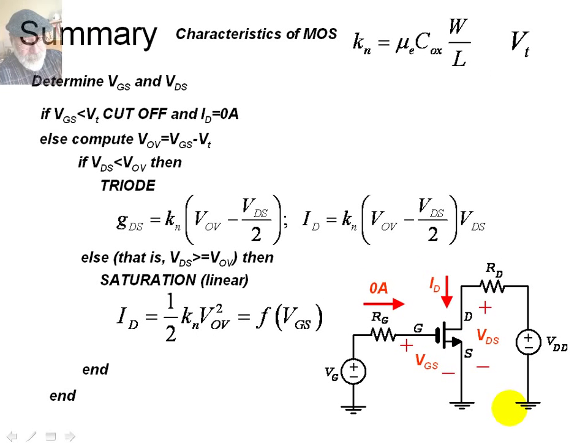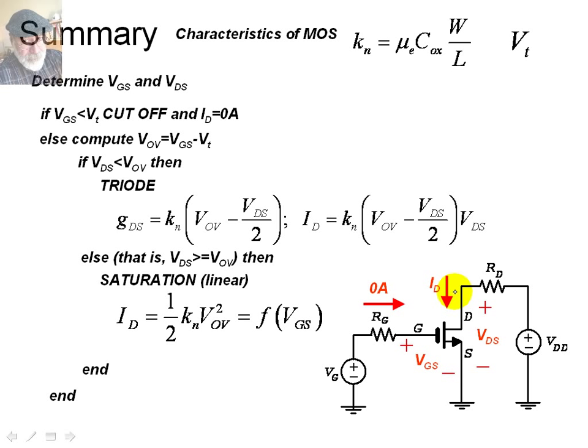In a previous video, we summarized the behavior of a MOSFET that is specified by a Kn and Vt by first determining VGS, this voltage from gate to source, and VDS, this voltage in the channel. If VGS happened to be below Vt, the transistor was in cutoff, and ID, this current, was 0 amps.